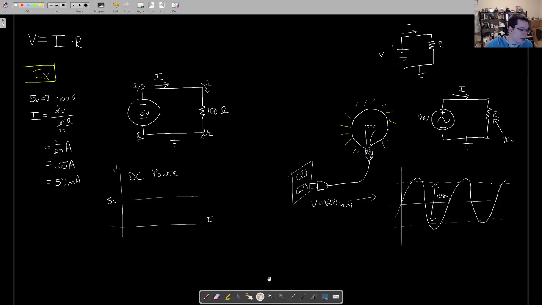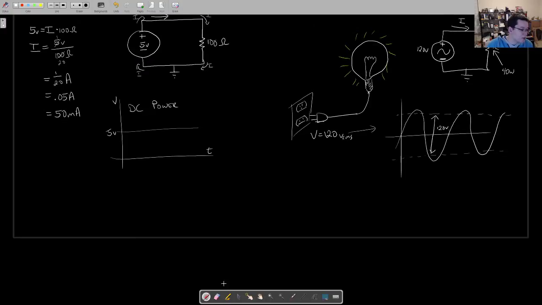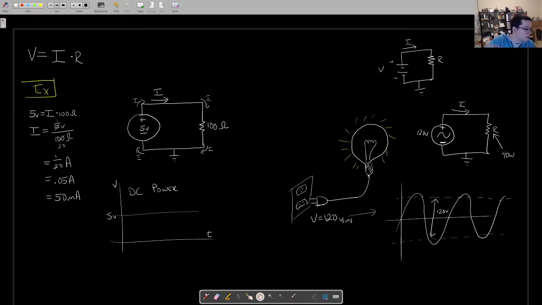Now we have another law that we want to keep in mind. So we've got Ohm's law. I'll write that up here.